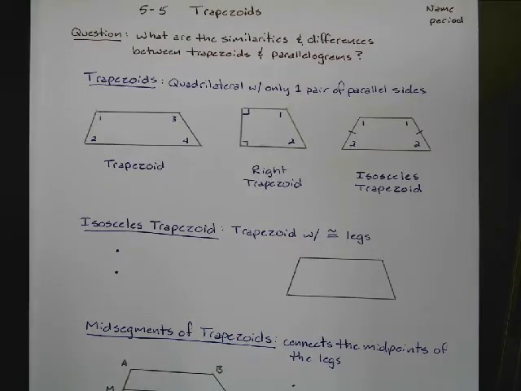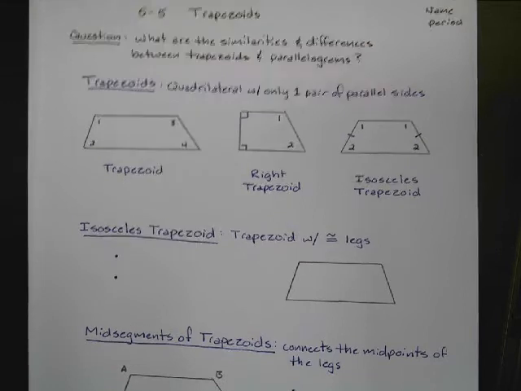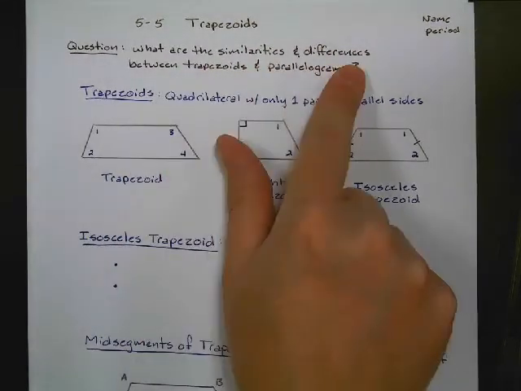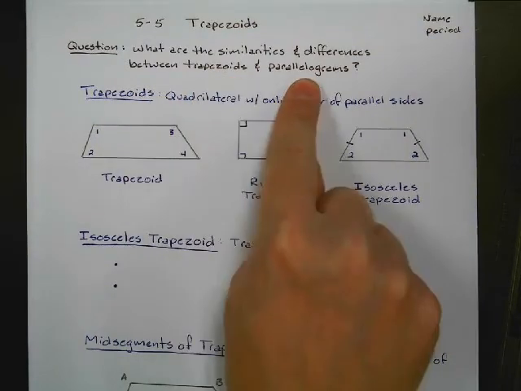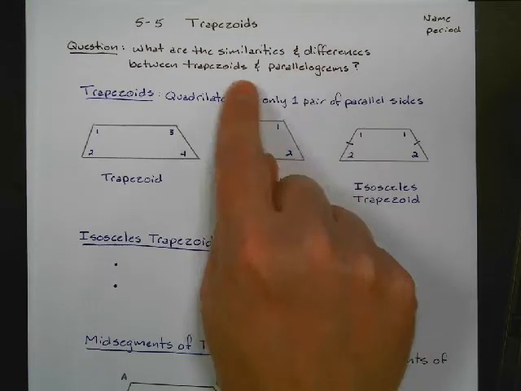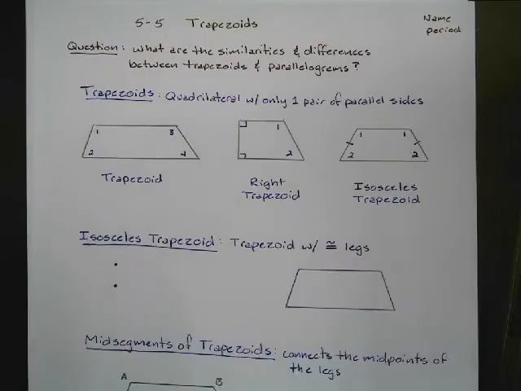We've got 5-5 trapezoids. And our question for this one that you need to answer at the end is, what are the similarities and differences between trapezoids and parallelograms? So what does a trapezoid have in common with a parallelogram, and what is different about a trapezoid and a parallelogram? So give me some answers on that. Remember, you answer the questions at the end of your notes as like a summary or something.